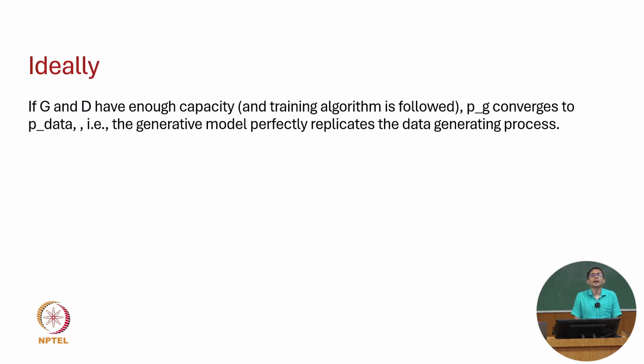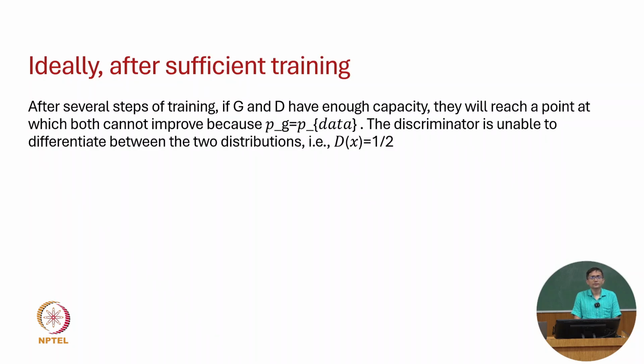So ideally, what happens is that if G and D have enough capacity and the training algorithm is followed, then the distribution of the G converges to the data distribution, that is, the generative model replicates the data generating process. So ideally, after sufficient training, G and D have enough capacity. They are reaching a point where P_G is equal to P_data, and the discriminator is unable to differentiate between the two distributions. In some sense, the D(X) is becoming now half.